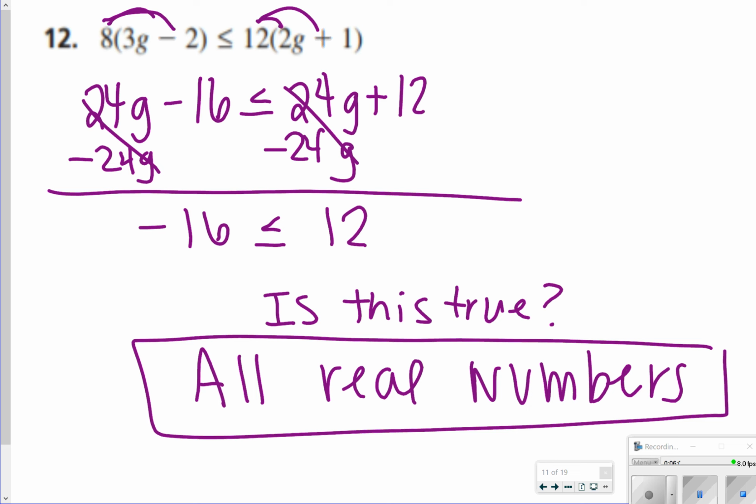Remember when we talked about in chapter 1, sometimes we said no solution because we were talking about this: negative 16 is equal to 12. That is not true, so we would say no solution. But this statement is true. So we can say all real numbers would actually work for solutions here, because when we simplify and get rid of all the g's, we are left with a true statement.